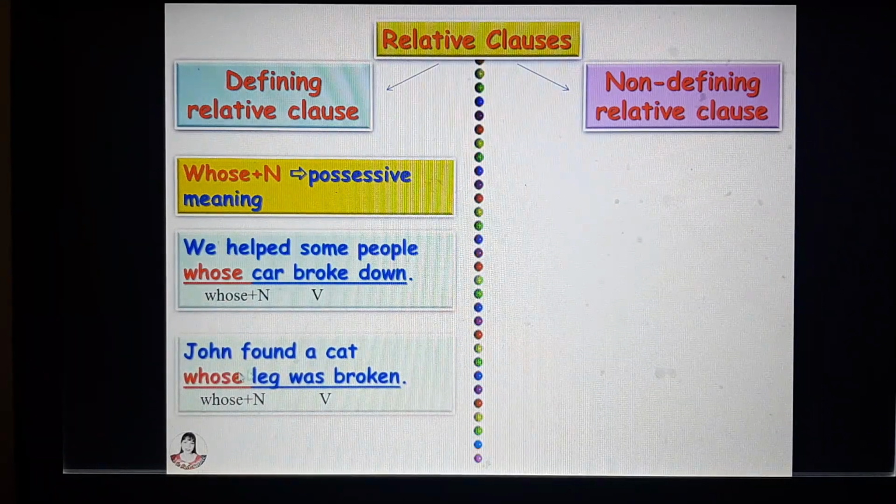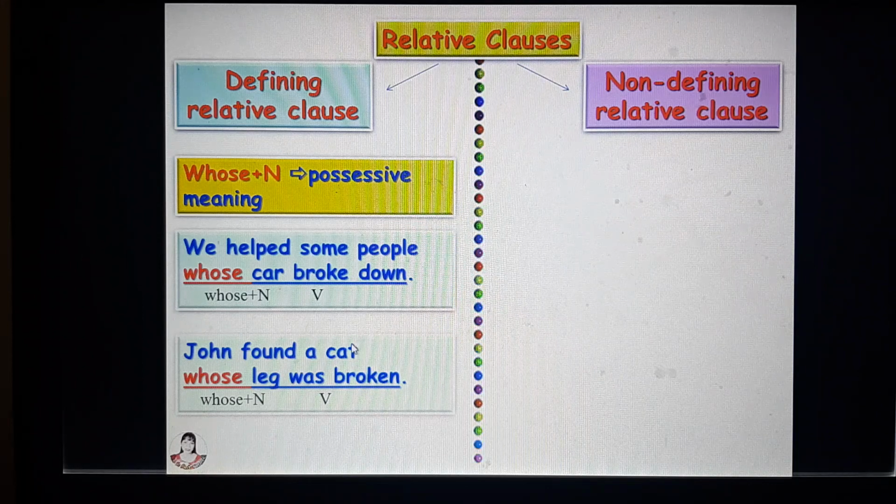John found a cat whose leg was broken. You see, a cat, whose. We can use whose after an animal. Whose leg was broken is a defining relative clause. I see, whose now, after is a verb.